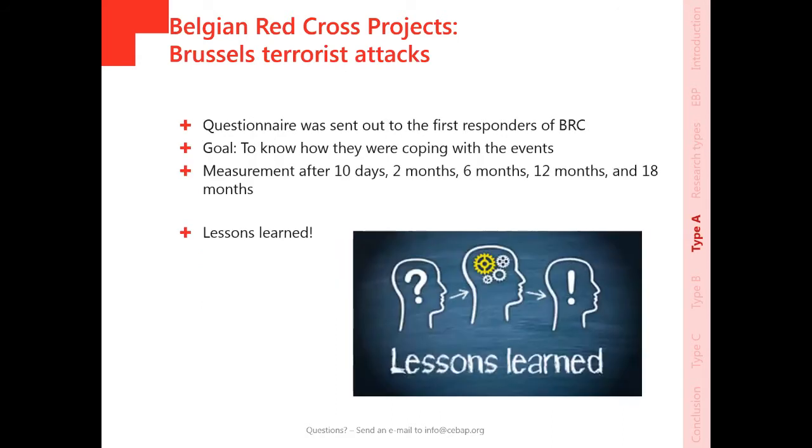Following the attacks, a questionnaire was sent out to the first responders of Belgian Red Cross. The goal of the questionnaire was to know how these first responders were coping with the events and with what they had seen. We sent out the questionnaire 10 days after the attacks, and again after 2 months, 6 months, 12 months, and 18 months.